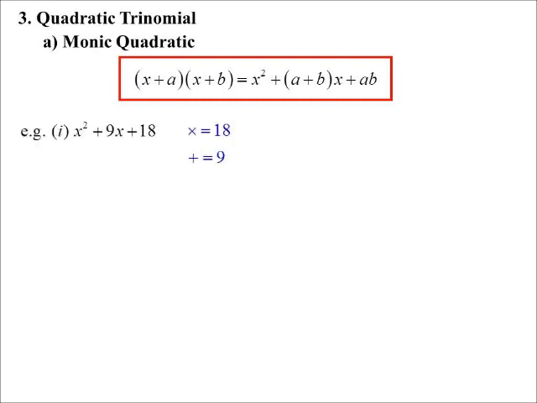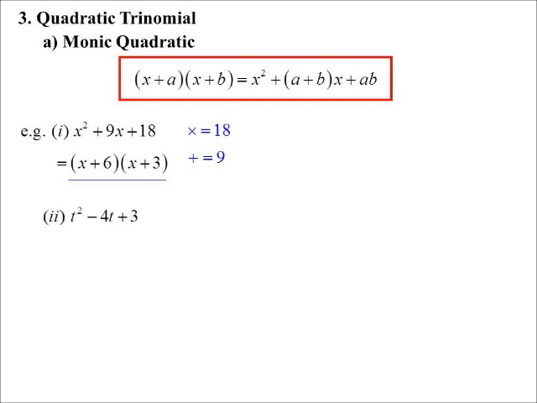18, multiply to 18, add together to give 9. Now, if it's a positive number that they're multiplying to give, then they must have the same sign. It's either going to be two negatives or two positives. I look at the middle term, that's a positive, so I know I'm dealing with two positives there. Well, 6 and 3, isn't it? So there we go. Multiplies together to give 18, adds together to give 9, 6 and 3.